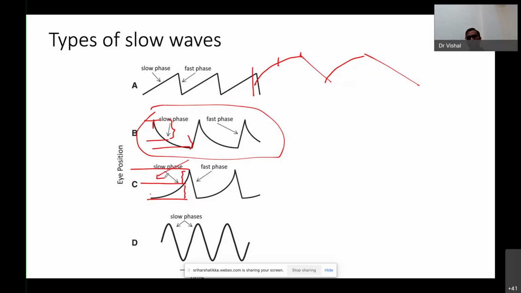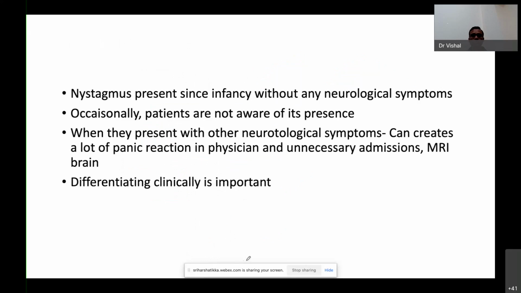So this is an increasing velocity waveform, and this is the pendular variety, like pendular variety of nystagmus, where both the phases are of equal duration and of equal amplitude. So the nystagmus present since infancy without any other symptoms. What are the clues now to congenital nystagmus or infantile nystagmus syndrome?